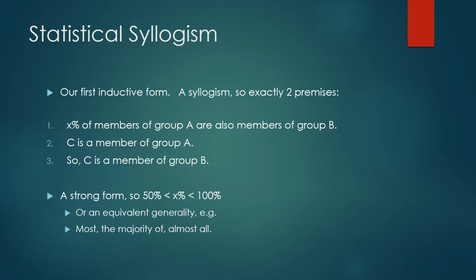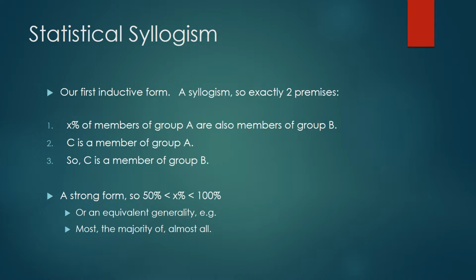Now that we've learned some of the terms of inductive logic, let's take a look at our first inductive form, and this form is called statistical syllogism. It's a syllogism, so it has exactly two premises. Remember, that's what syllogism means: an argument with two premises. And here is the standard form of the argument.